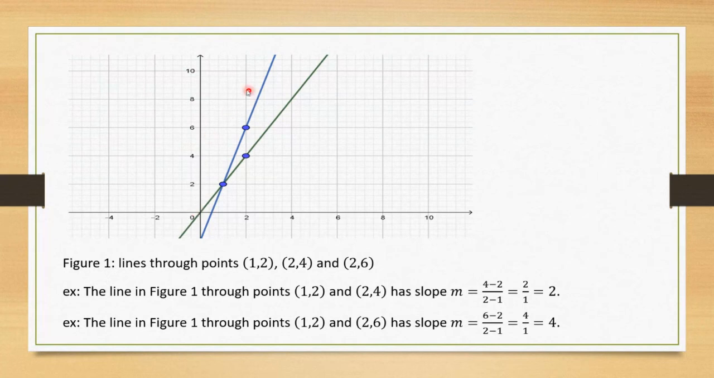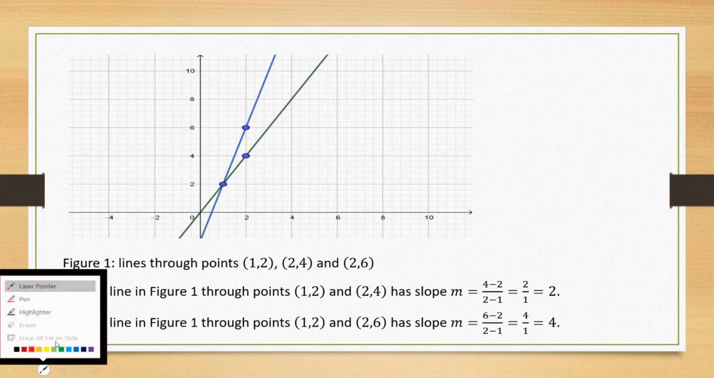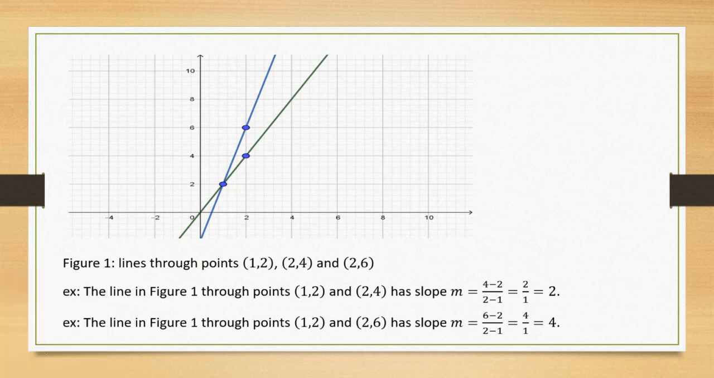So here we have two different lines, a blue and a green line. They both go through the point 1, 2. That's the point down here. The green line goes through the point 2, 4. The blue line goes through the point 2, 6. And we're calculating the slope of each of the two lines.